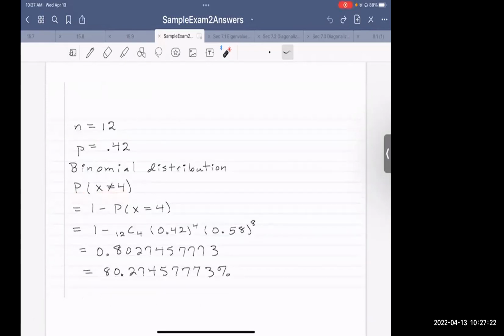So let's look at the complementary event: 1 minus the probability that X is equal to 4. Let's calculate this using the binomial probability formula. So 1 minus 12 choose 4, times p, which is 0.42 to the power 4. If I have a 42% chance of success, I have a 58% chance of failure. So q is 0.58 to the power 12 minus 4, which is 8.